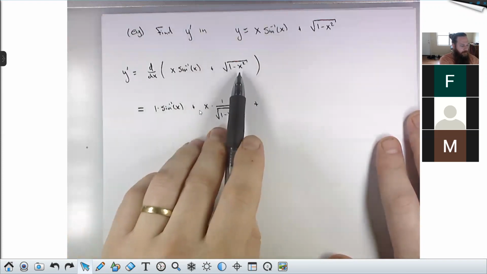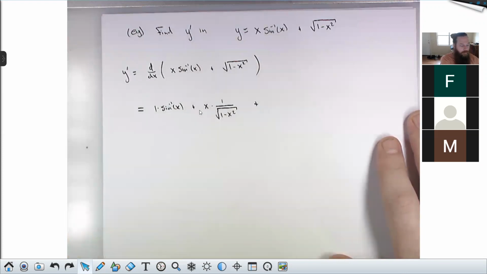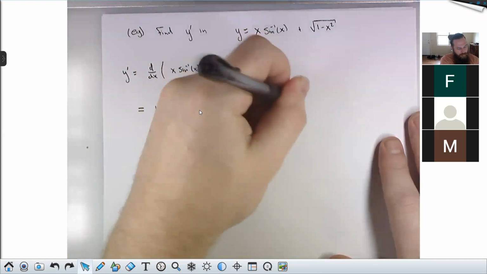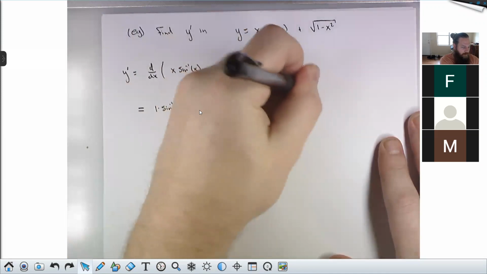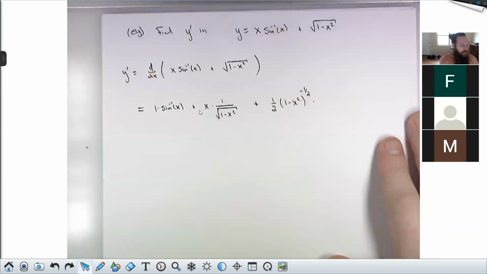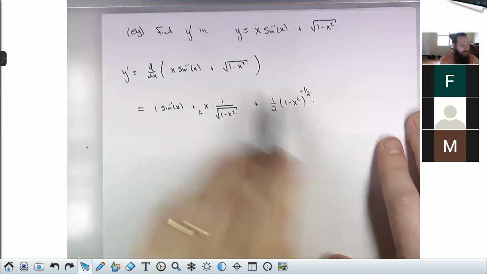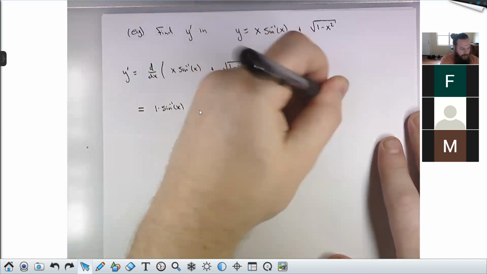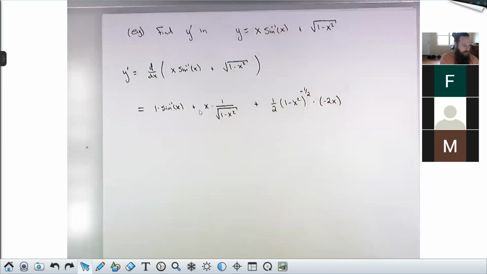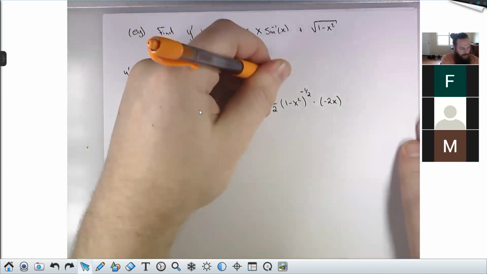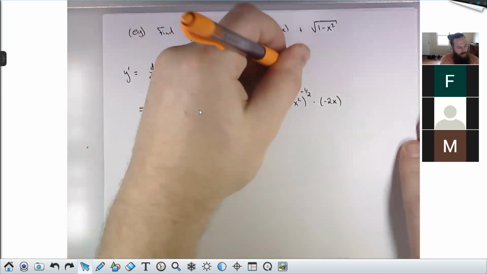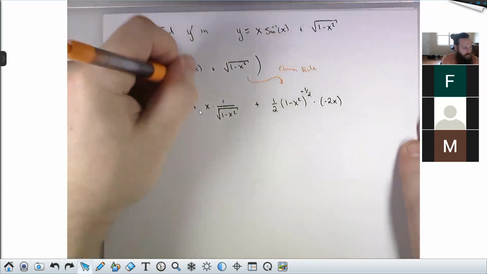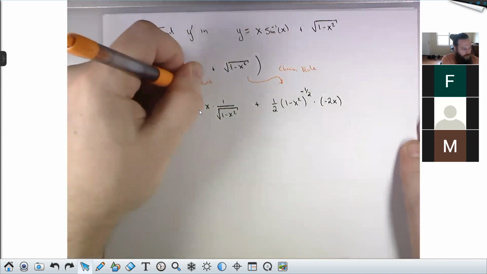This is the derivative of 1 minus x squared, all raised to the 1/2 power. So when we differentiate that, we'll get 1/2 times 1 minus x squared to the 1/2 minus 1, which is negative 1/2 power, times the derivative of the inside. Well, the derivative of 1 minus x squared is negative 2x. So to go over here, we're using the chain rule. And to go down here, we're using the product rule.